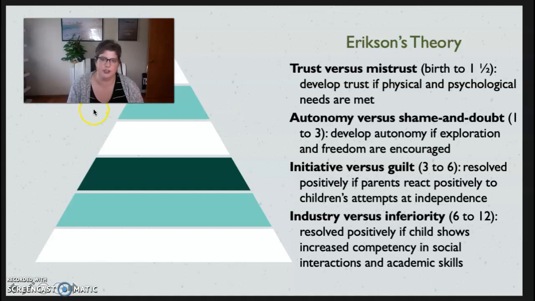And then industry versus inferiority. This is 6 to 12, and this is really just about how well they're able to interact socially with their friends and how they're doing in school.